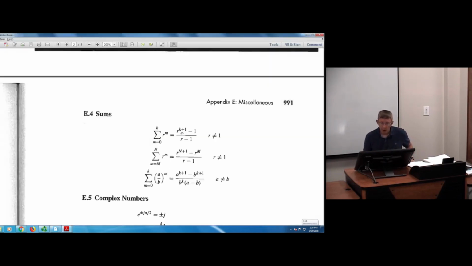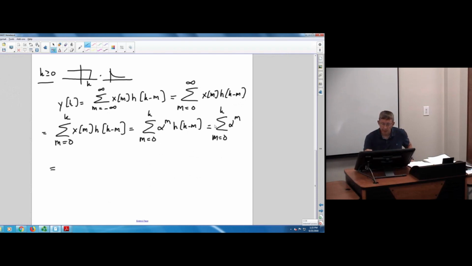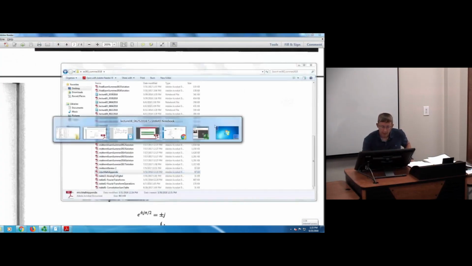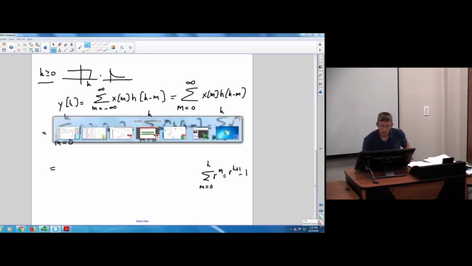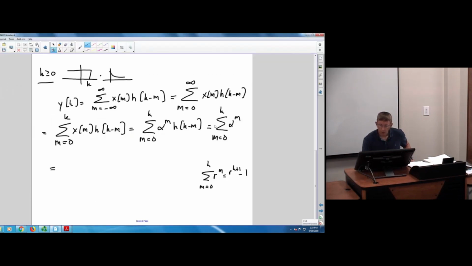So what does our table say to do? This is equal to r to the k plus 1. I'll write it down here. The sum m equals 0 to k of r to the m equals r to the k plus 1 minus 1 over r minus 1. So if we apply that here, we're going to get alpha to the k plus 1 minus 1 over alpha minus 1.